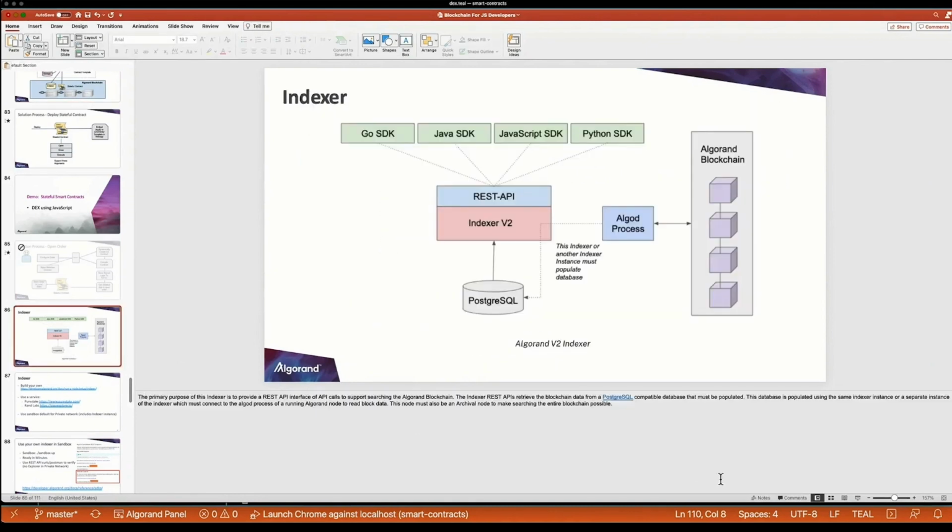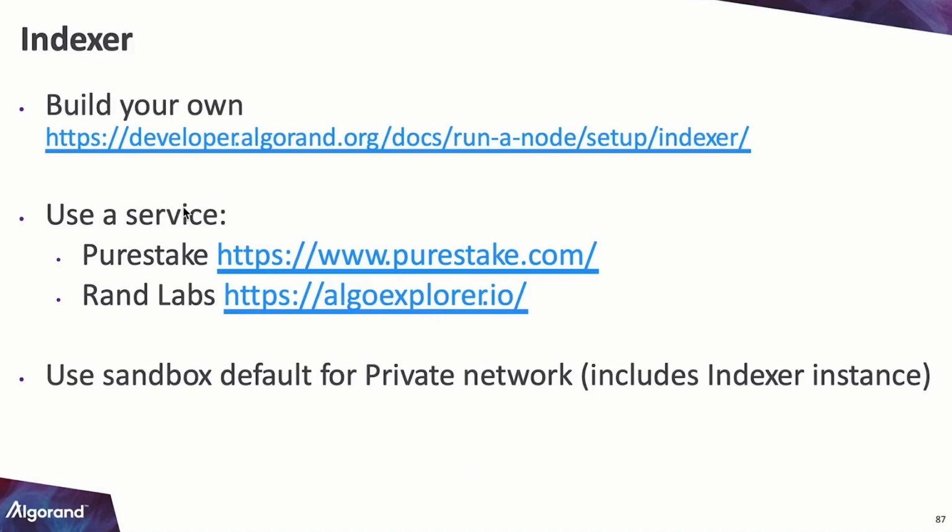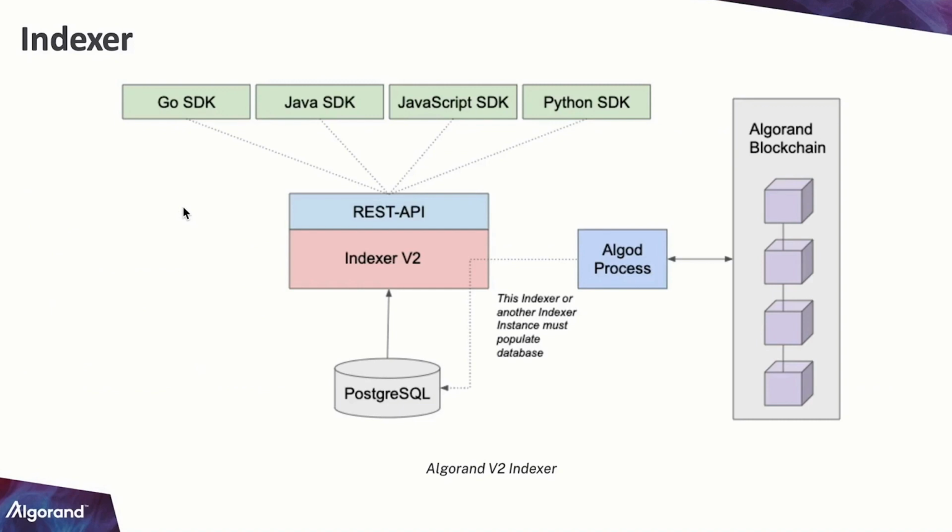And so let's talk about the indexer next. Basically, this diagram says it all. You have an Algorand blockchain on the right. The Algorand indexer process is what's going to be accessed to build a database. The database is a PostgreSQL database. So it makes sense, right? You want to do robust queries, so you get an actual database to do that against, not a blockchain. And this will get populated as the node is running.